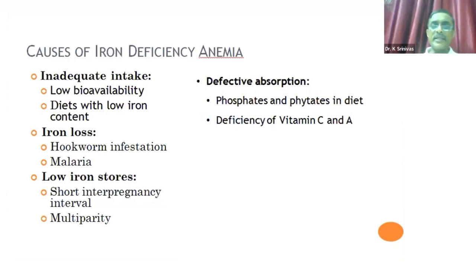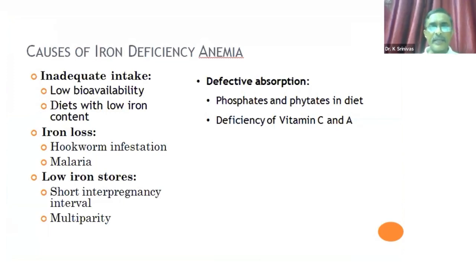Diets with low iron content is the important problem, and also the ones which come in the way of absorption, defective absorption due to phosphates, phytates, tea, coffee, etc. Deficiency of vitamin C, which is very important in the absorption of iron. The loss of blood, of course, it may not be very conspicuous. You may not be very obviously seeing the blood loss through the stools, but it could have been sucked by the number of worms in the intestines, ankylostomiasis, which can cause anemia in our country, right?